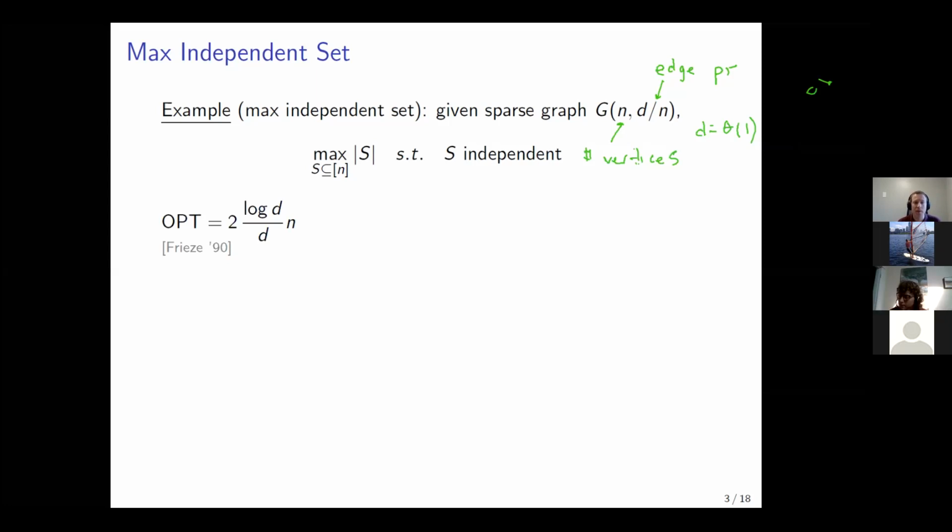So what do we know about this problem? The actual optimum value is known to be a particular constant. But the best known algorithms only achieve something half as good, and this is by a greedy algorithm. So a very simple algorithm finds an independent set that's half as big as the biggest possible one.